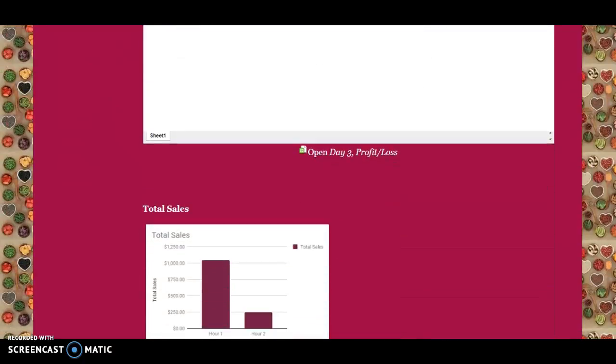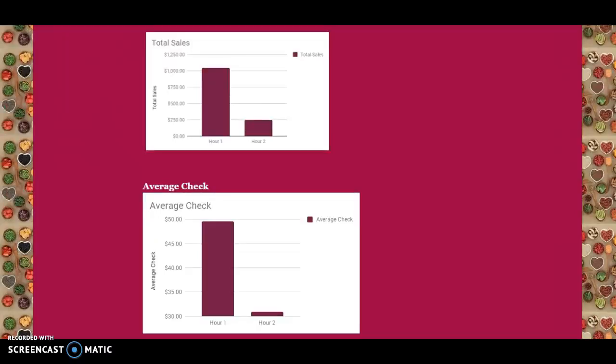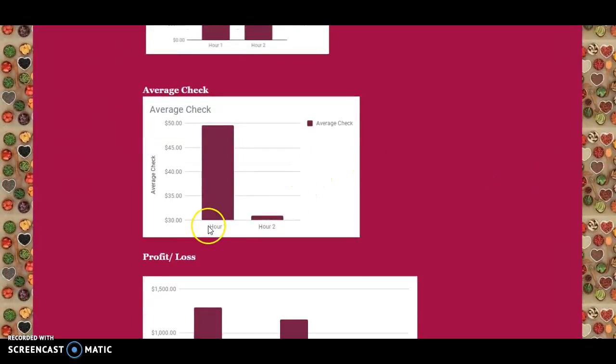So we can scroll down a little further, and you'll see all my charts. Total sales, average check, and profit and loss. So for total sales, you can see in hour 1 it was higher than hour 2. In hour 1 it was just over $1,000, and in hour 2 it was $250. In average check, you can see in hour 1 it was a lot higher than in hour 2. So hour 1 it was just under $50, and in hour 2 it was just above $30.